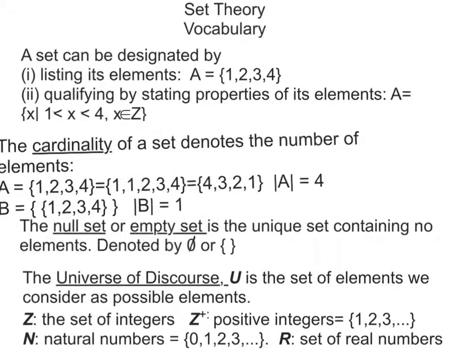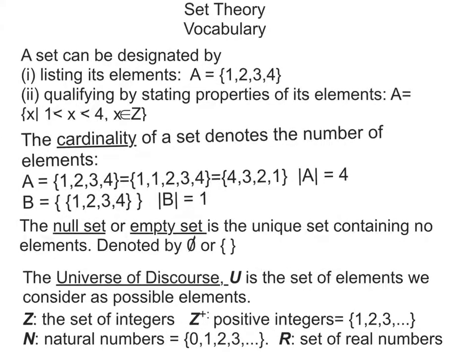More vocabulary. A set can be designated by 1, listing its elements, for example, A equals {1, 2, 3, 4}. Or 2, you can designate a set by stating properties of its elements. For example, A is equal to all x between 1 and 4, such that x is an integer. The cardinality of a set denotes the number of elements.